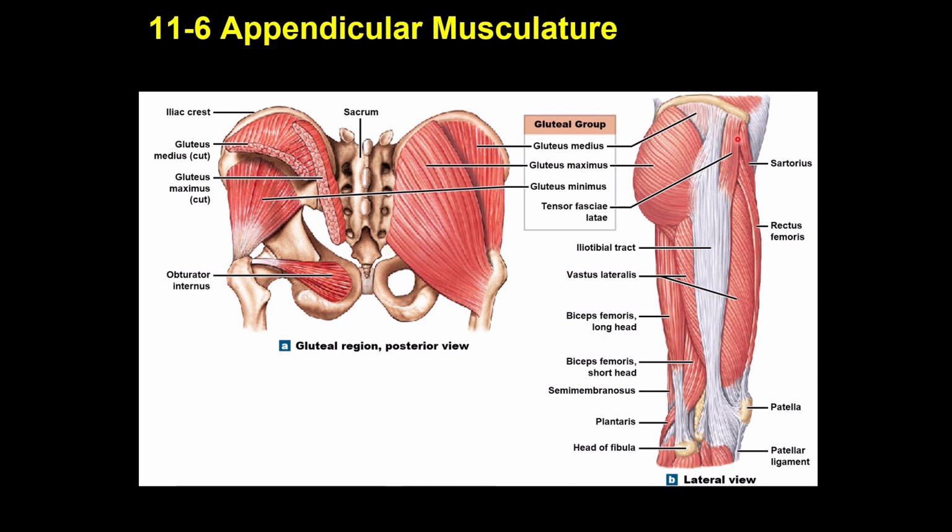You also have the tensor fascia latae, and this causes flexion of the hip joint. So these are the 4 gluteal group muscles. Then you have some other muscles here that you can see, but also I have it in a different view. So you have the rectus femoris and vastus lateralis. These 2 muscles are part of quadriceps muscles, and you have the biceps femoris muscles. You have the 2 heads, and this is part of the hamstring muscles.